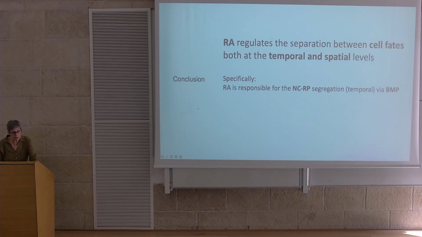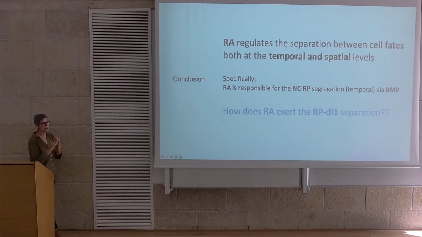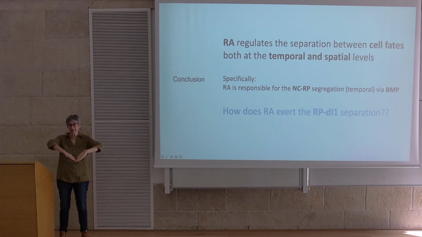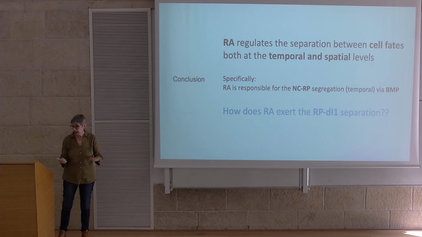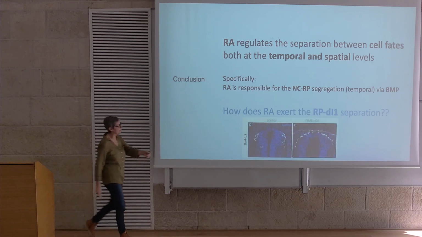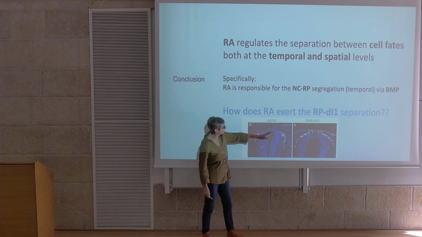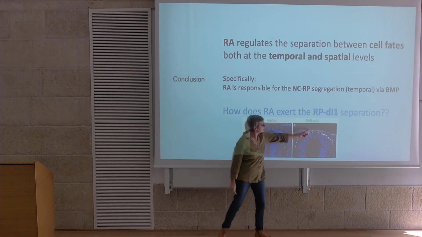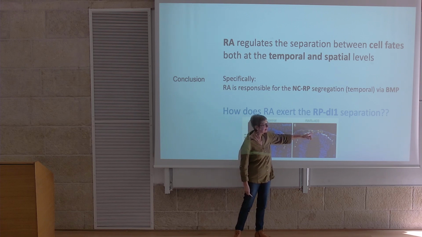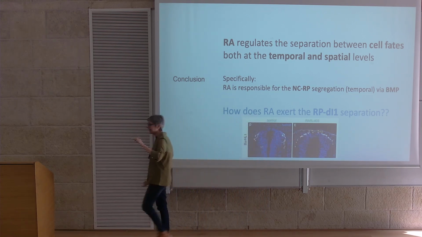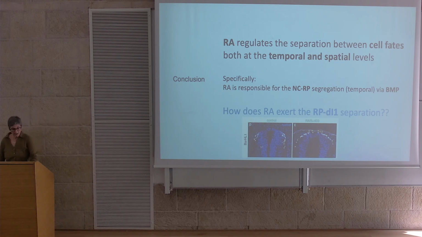So specifically, retinoic acid is responsible for crest roof plate segregation, which is a temporal event via BMP. And the question now, the last one I will address, is how does retinoic acid exert the separation between being a roof plate and being a DI1 interneuron, which is localized immediately ventral to the roof plate. Okay, and this is what we saw before. This is a normally separated DI1 from the roof plate, and this is the lack of segregation. And we know that cells co-express roof plate markers, DI1, and crest markers under these treated conditions.